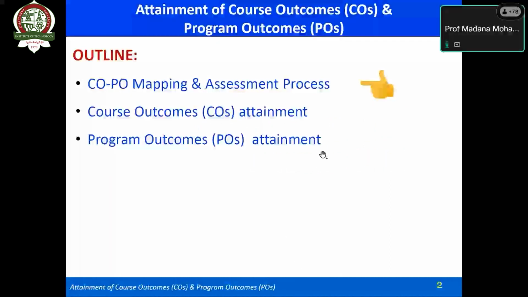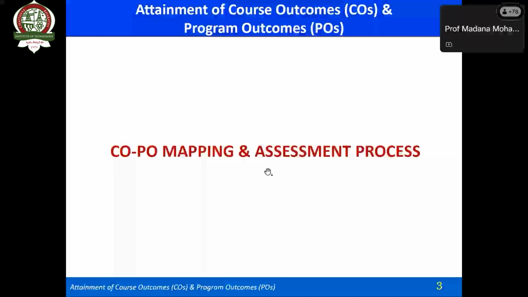As part of this session, the outline of what we are going to cover: first, we will see COPO mapping and assessment process, followed by course outcomes attainment and program outcomes attainment. Let us move to the first one, COPO mapping and assessment process.